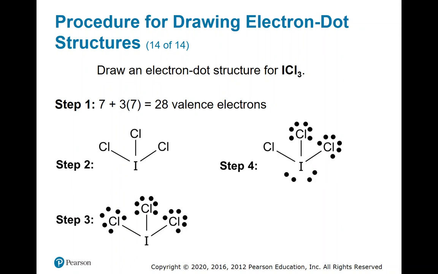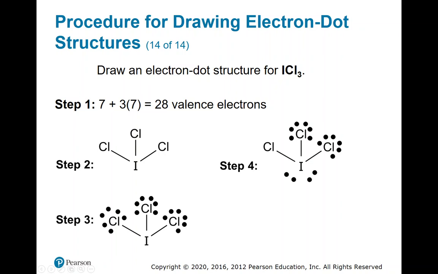Okay, so let's look at this next example. This will be another so-called hypervalent molecule, and these are just ones that violate the octet rule by having more than 8 electrons around the central atom. And there's actually a typo in this slide. We'll cover that when we get to it. So this problem asks us to draw an electron-dot structure for ICl3, iodine trichloride.